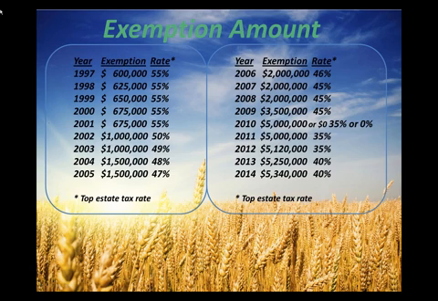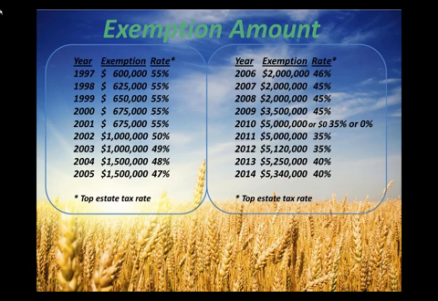Now, from the gross estate, an exemption amount is subtracted prior to the calculation of the estate tax. And that's what's been in the news, the change in the exemption amount. Here's a screen that will show you the recent history of the estate tax exemption, or the lifetime exemption. As you can see, in 1997, it was a $600,000 exemption. And over time, that has grown to where in 2014, it's $5,340,000.